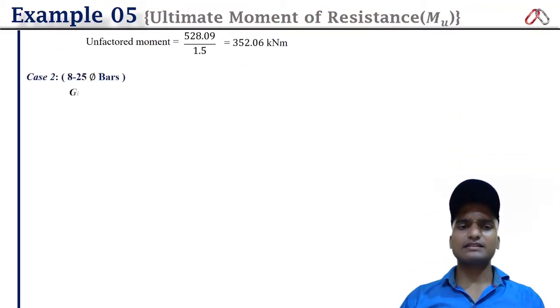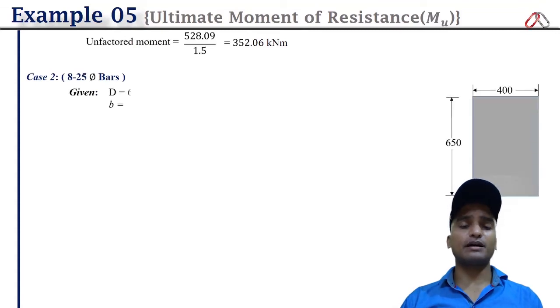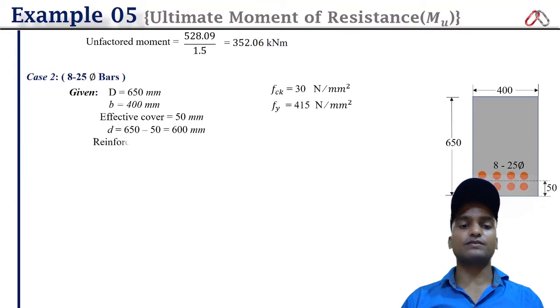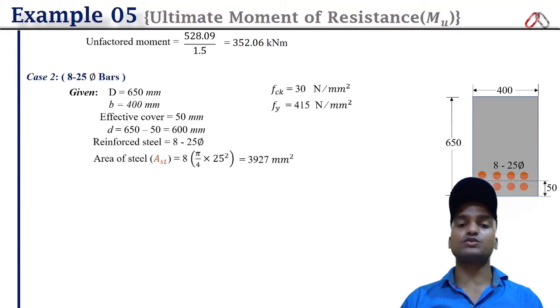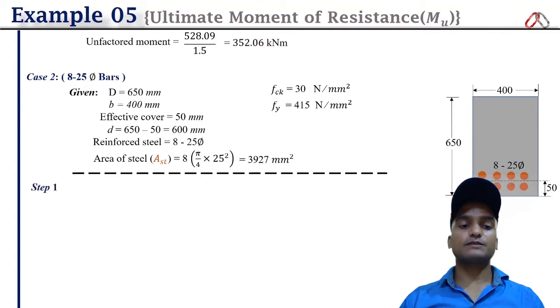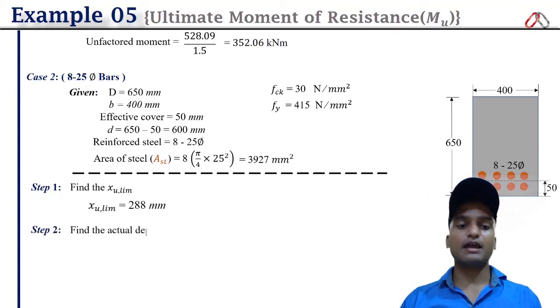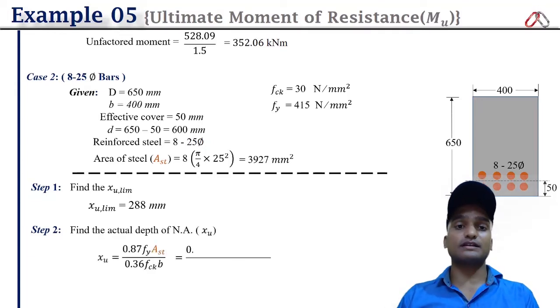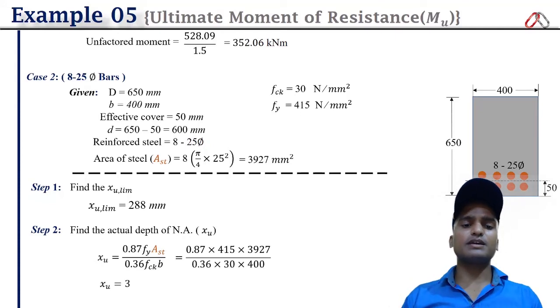Now in the second case, in which we have used 8 bars of 25 mm diameter, if we calculate the area of steel, it comes to be 3927 mm square. As per step 1, the value of Xu limiting doesn't depend on the area of steel bars, so it will be the same as in the previous case, equal to 288 mm. If we calculate the depth of neutral axis Xu in this case, assuming the section to be under reinforced, then we arrive at Xu equal to 328 mm, which is greater than 288 mm.